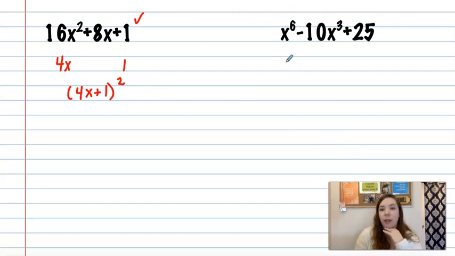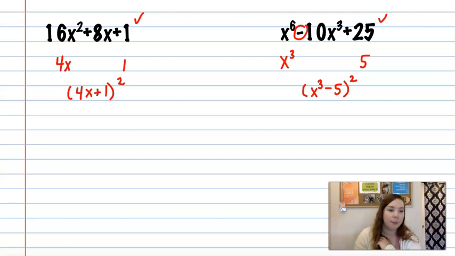Here the square root of x to the 6th is x to the 3rd. Square root of 25 is 5. If you multiply them together, that's 5x cubed. Double it, that is 10x cubed. So this would be x cubed minus 5 squared. And again, I'm using minus because of this minus. And this only works if your first and your last terms are perfect squares. If I had something like 12, that's not a perfect square, I would have to do my normal factoring methods.